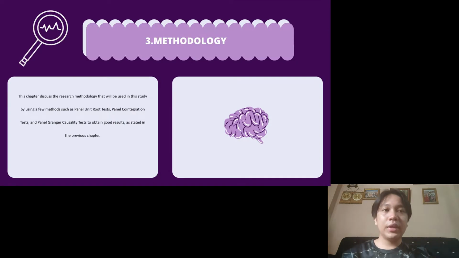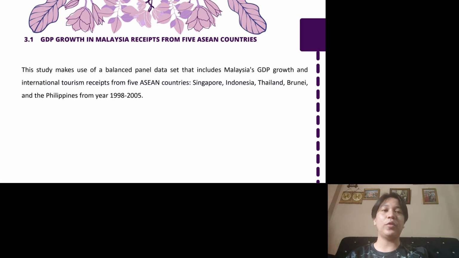Chapter 3, Methodology. GDP growth in Malaysia receives from 5 ASEAN countries. Based on the methodology, this study makes use of a balanced panel data set that includes Malaysian GDP growth and international tourism receipts from 5 ASEAN countries.